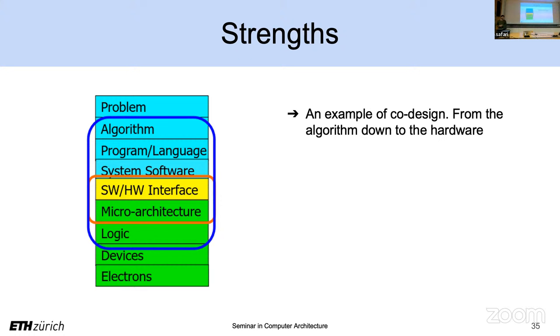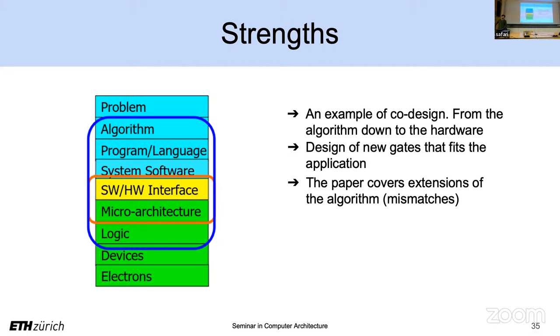And basically, you can see they did some modification on almost each of these layers. So for example, they designed new gates that fit the application. And what I liked also in the paper is it's quite complete. So it covers also extensions of the algorithm, mismatches, which are in practice very important because you can have many genetic mutations. So you will not get exactly the reference sequence, most probably, I guess.